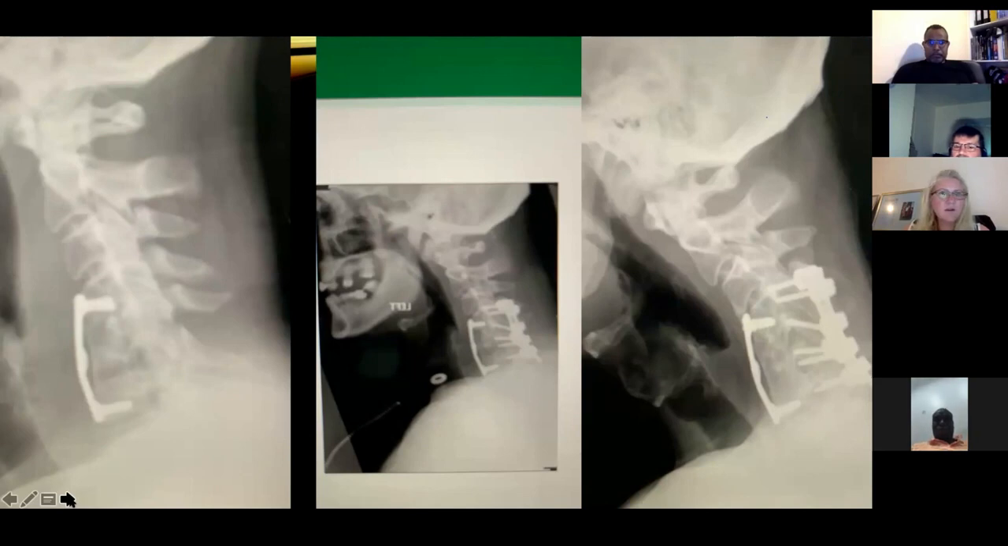So this is a picture of this gentleman, about 53 years old. He's an IV drug user, and he developed spondylodiscitis in the subaxial cervical spine.